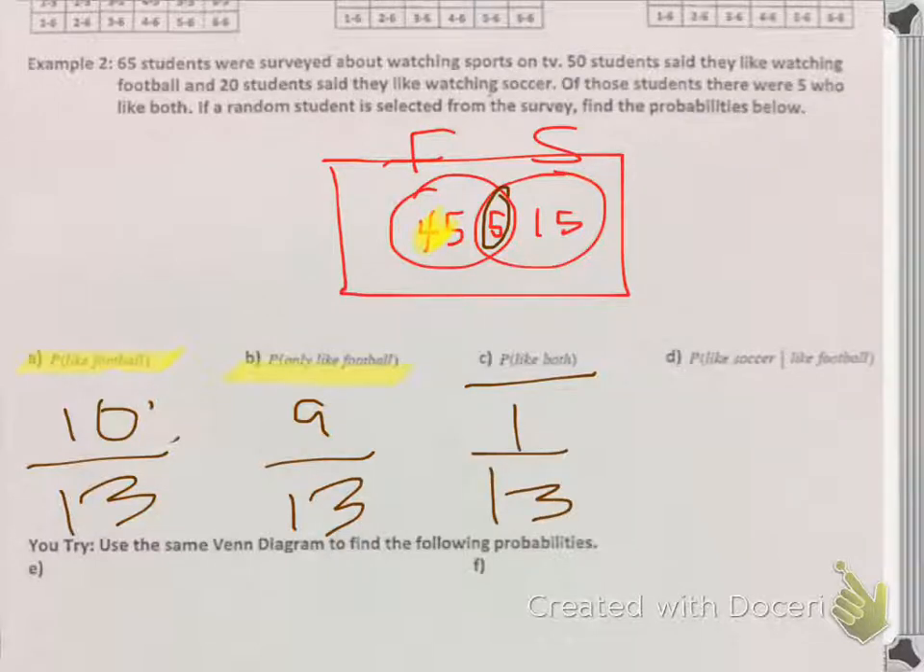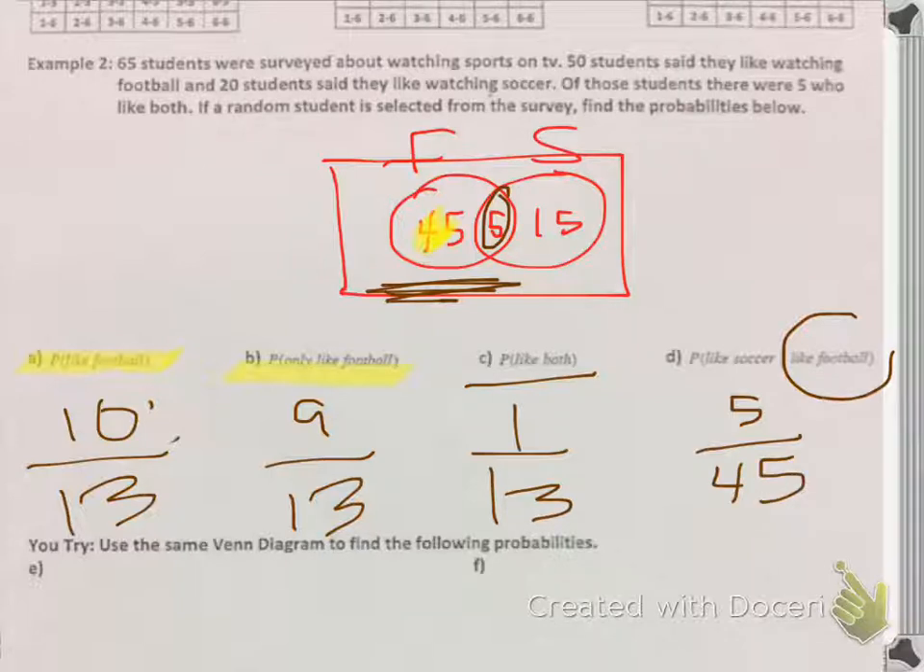And then the last problem on this one, the probability that they like soccer after they already like football. So if they like football, they're in this circle over here. If they like soccer, they're 5 out of the total of the 45. And that would reduce to 1 over 9 for that probability.